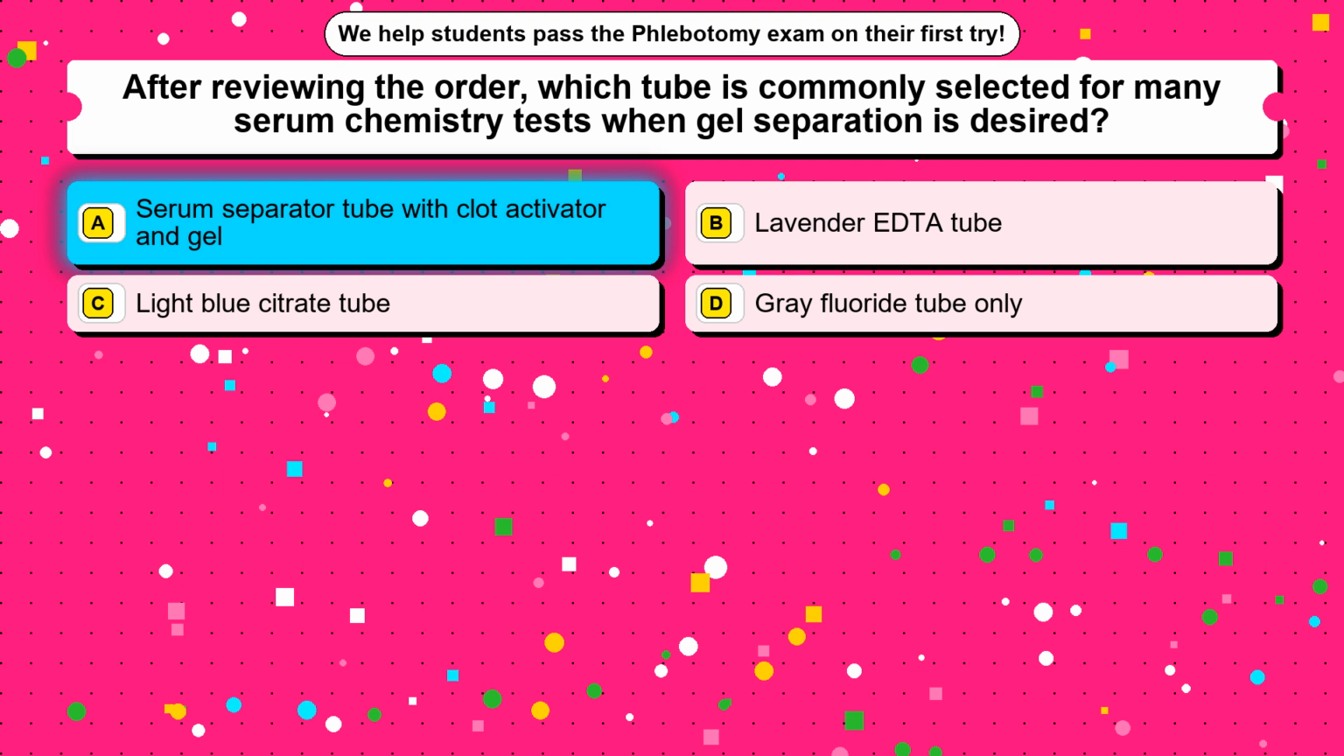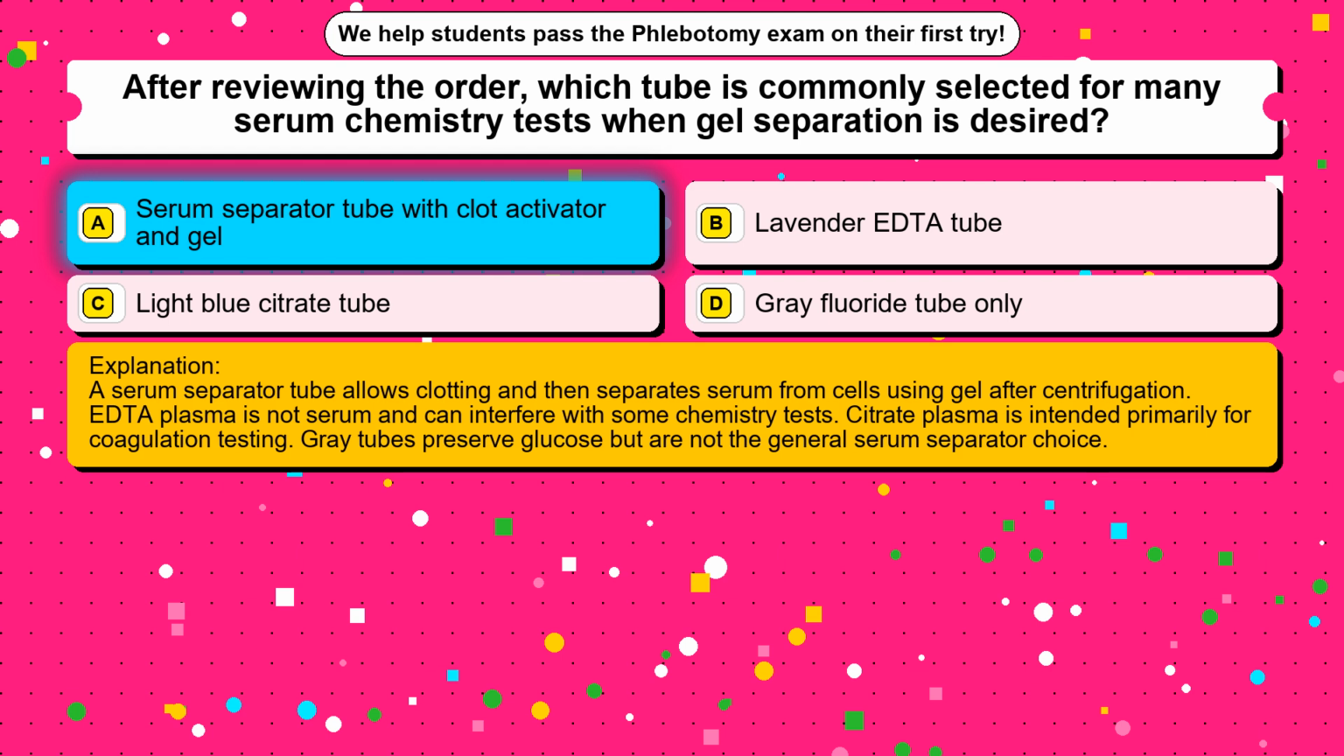Serum separator tube with clot activator and gel. A serum separator tube allows clotting and then separates serum from cells using gel after centrifugation. EDTA plasma is not serum and can interfere with some chemistry tests. Citrate plasma is intended primarily for coagulation testing. Gray tubes preserve glucose but are not the general serum separator choice.